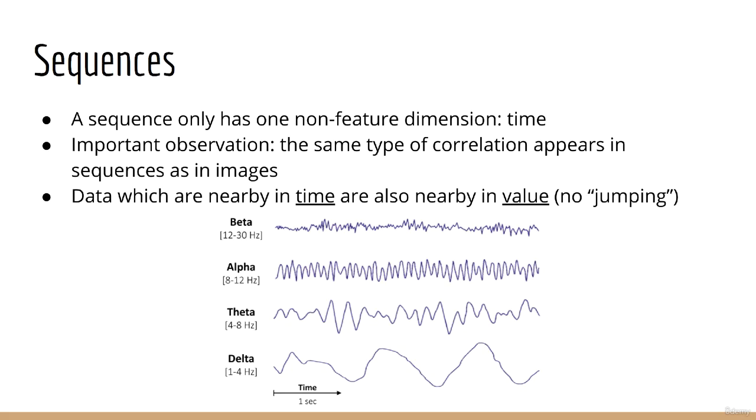Now think of a sequence. Unlike an image, a sequence has just one dimension that is not a feature, time. So it's time instead of space. But notice one important detail. We have the same type of correlation in sequences. Data which are nearby other data in time are also close in value. That's why this appears like a smooth curve rather than just noise jumping around with random uncorrelated values. This suggests that convolution might be useful here as well.